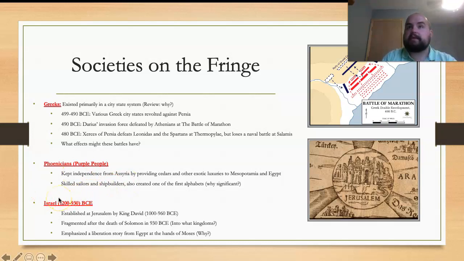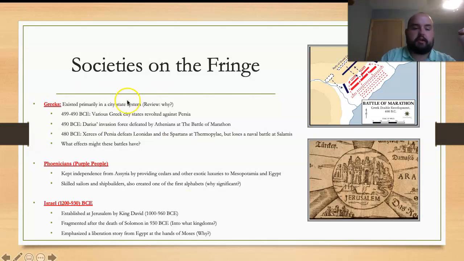Finally, the Israeli state was formed sometime between 1200 and 930 BCE, and was officially established at Jerusalem, according to many historians, by King David, sometime between 1000 and 960 BCE. This kingdom was fragmented after the death of his son Solomon in 930 BCE, and emphasized its origin story with a liberation story from Egypt at the hands of Moses.